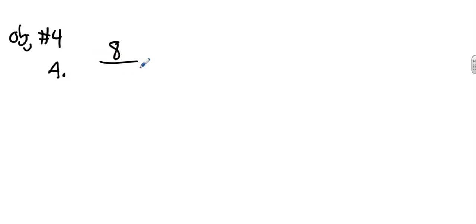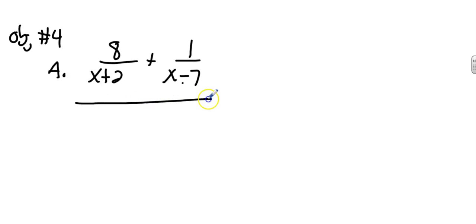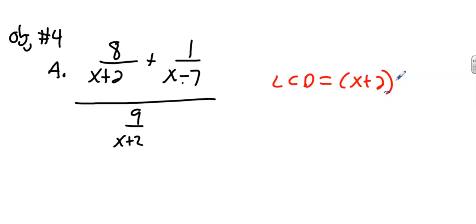We've got 8 over x plus 2 plus 1 over x plus 7. Actually, make that x minus 7. And that's over 9 over x plus 2. Okay, and you have just the 2 different denominators, so both of those 2 things would be x minus 2 and x minus 7.